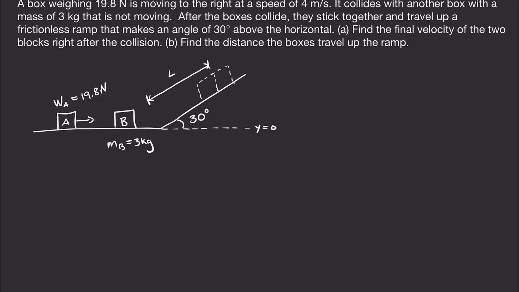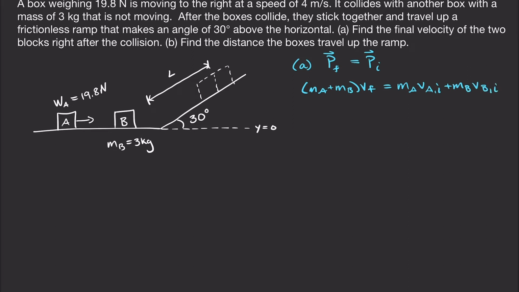So, for part A, this is going to be a collision, so we'll use conservation of momentum. So we have the final momentum is equal to the initial momentum, and in the end they're going to stick together. So this is an inelastic collision. So they'll be moving together at the end at the same velocity. So we'll just combine their masses and multiply that by v_f. And this is going to equal mass A times v_A initial plus m_B times v_B initial.